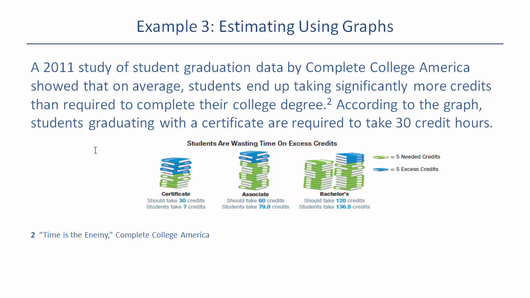Again, there are 3 blue books there. So those 3 books should be 15 total credits, right? 3 times 5 is 15. But if you look at the numbers, they were supposed to take 120 and they actually took 136.5, which means they were 16 and a half credits over. I hate these graphs, but you get the idea.